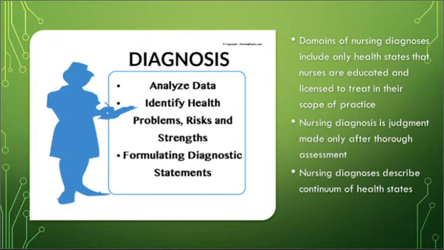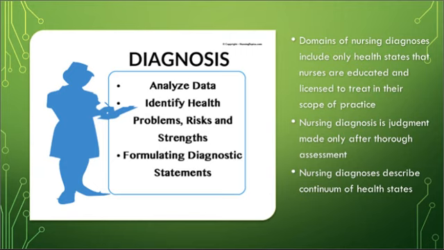Your diagnosis: there's different types. I'm going to go into it a little deeper on the next recording, but domains of a nursing diagnosis include only health states that nurses are educated and licensed to treat in their scope of practice. Keep that in mind, because your nursing diagnosis isn't diabetes, because you're not doing anything about their diabetes. You're not diagnosing the diabetes. You're not treating the diabetes. What you're doing is an alteration in metabolic process or impaired metabolic process. That's what their diabetes is.